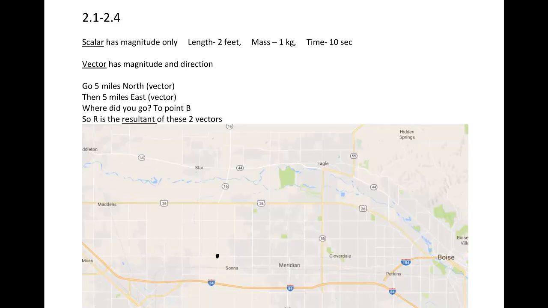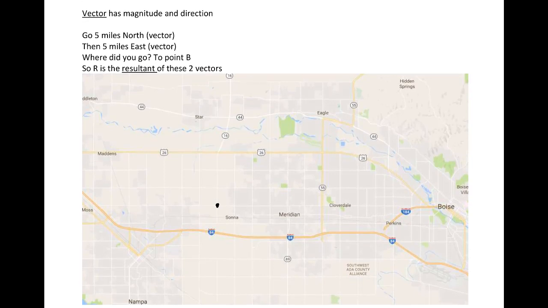Hello static students. I want to begin our discussion in section 2.1 through 2.4 of Hibbeler, and we're going to talk about scalars versus vectors. You may remember from prior work that a scalar has magnitude only, and some examples might be length or mass or time. However, a vector has magnitude and direction, and a map might be a good way of getting started with our understanding of vectors.